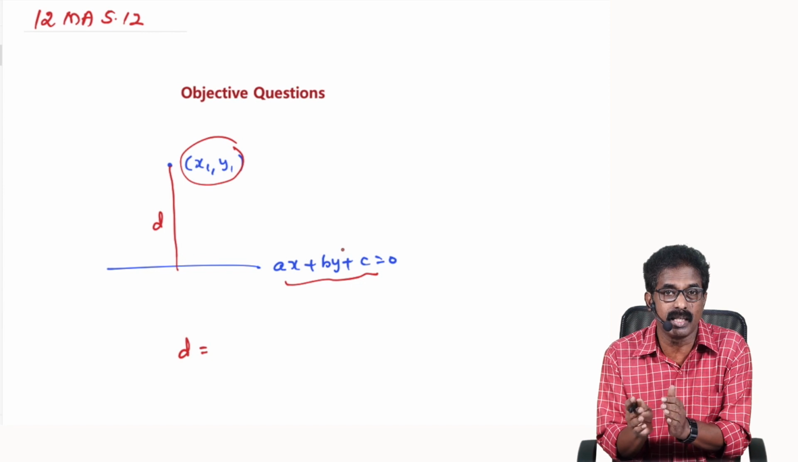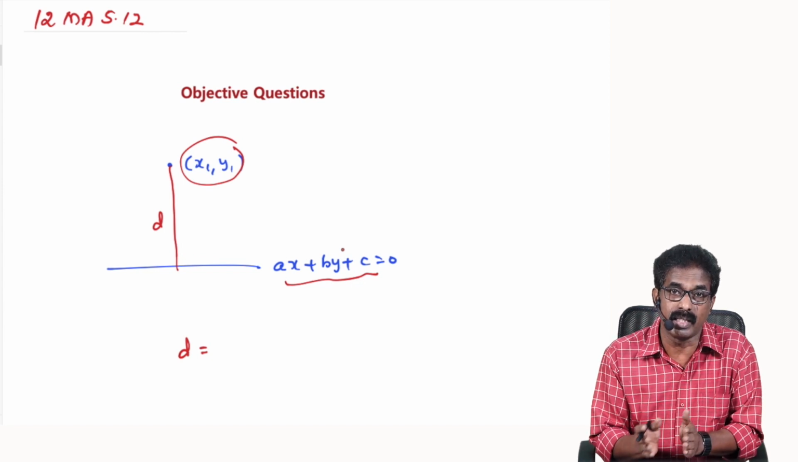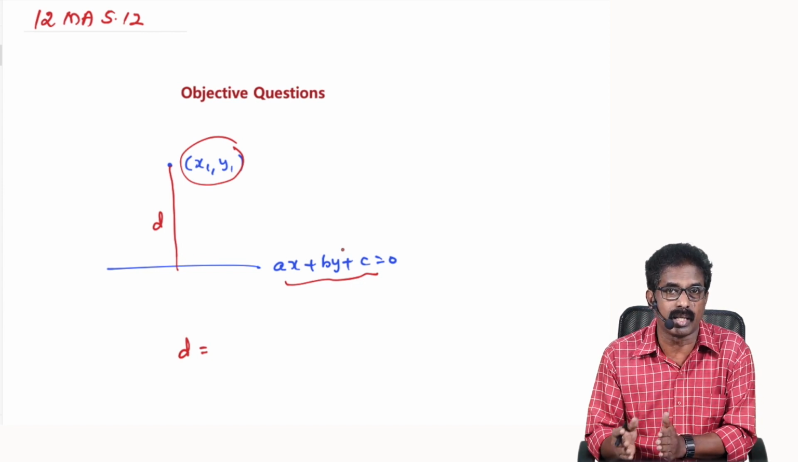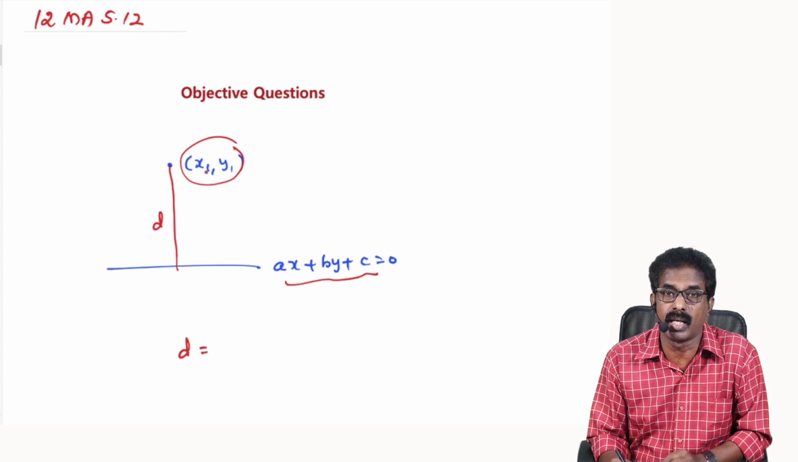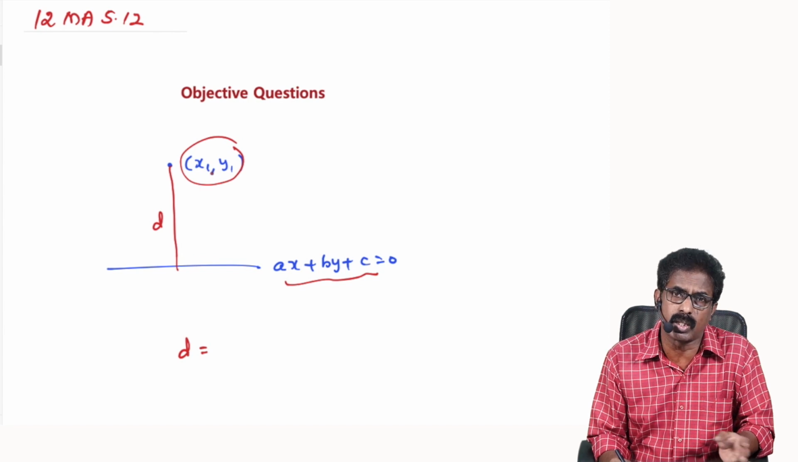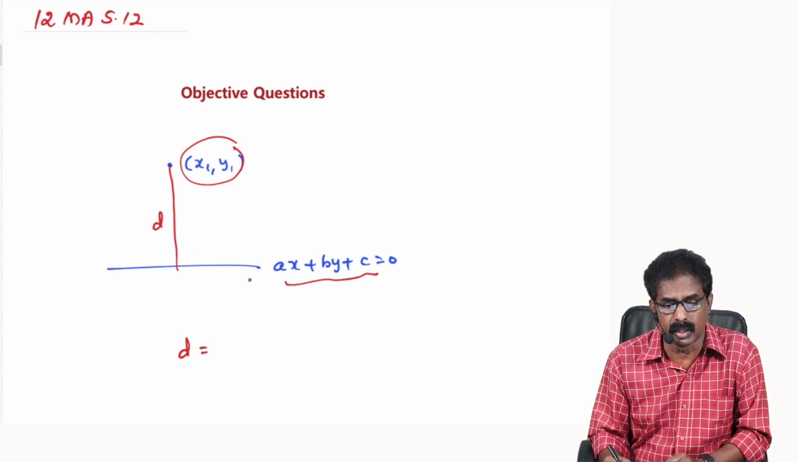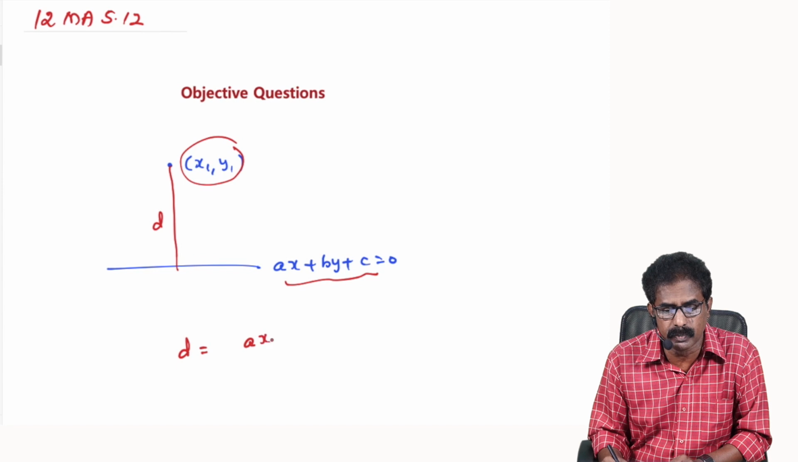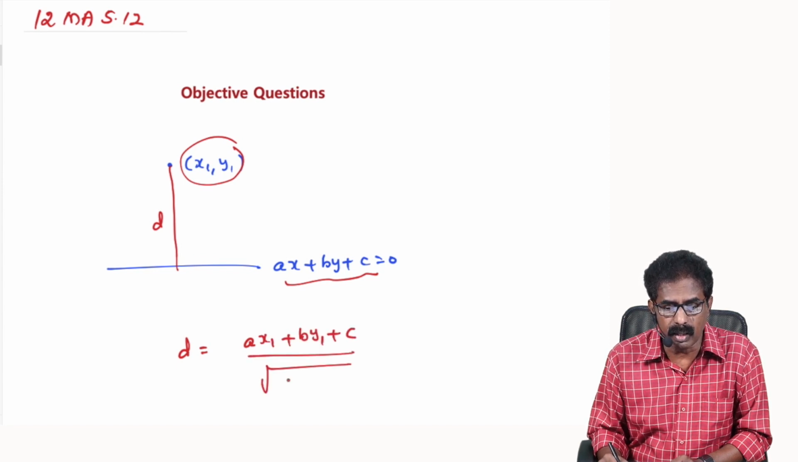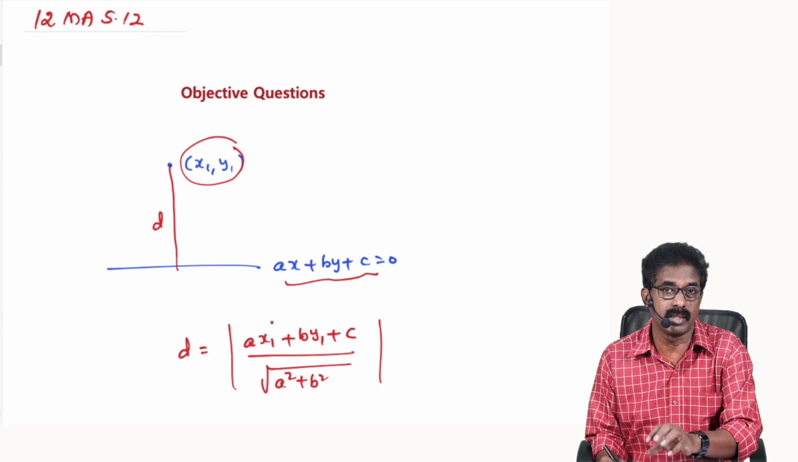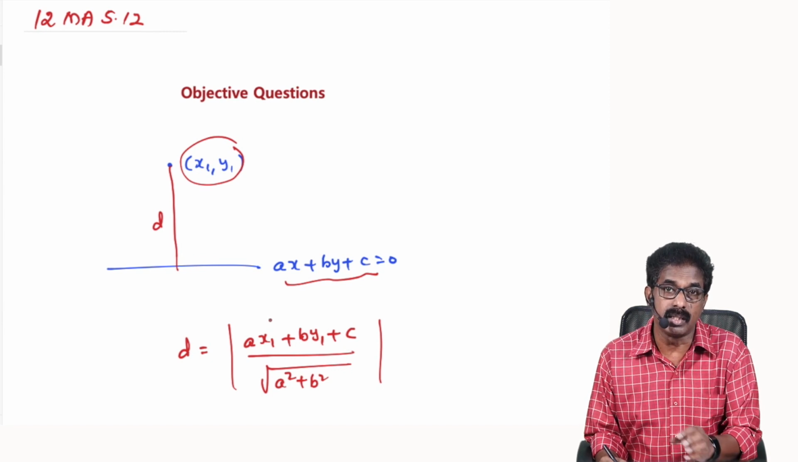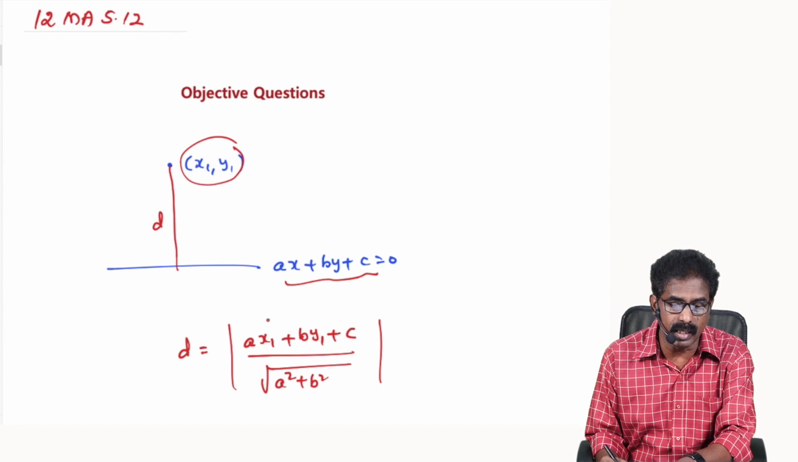Before that, see that you are writing the equation of line in standard form: x, y, constant equal to 0, in the general form. Now for x you put x1 and for y you put y1. Suppose the point is 2, 3. For x you put 2 and for y you put 3. So what you get? Modulus of a x1 plus b y1 plus c by root of a square plus b square. Distance cannot be negative, so take modulus. Okay, this is how we can find the distance between a point and the line.